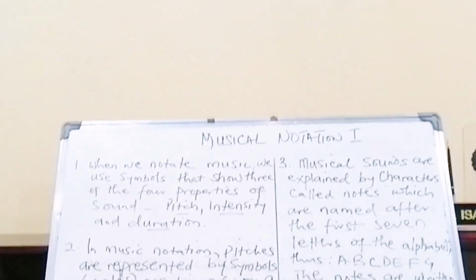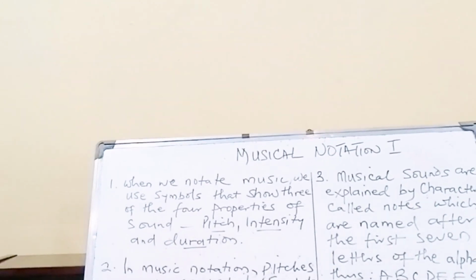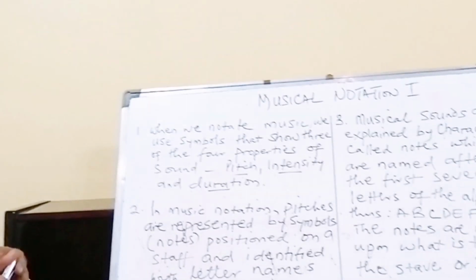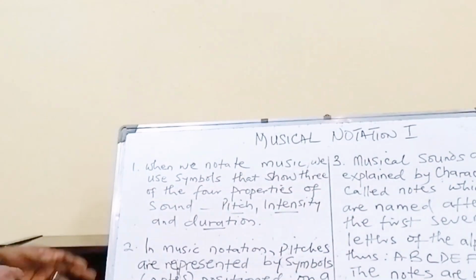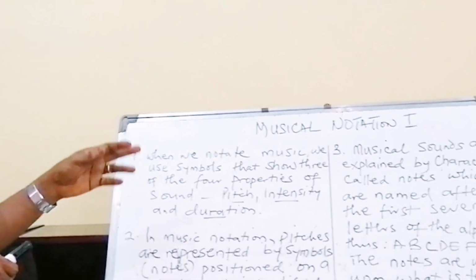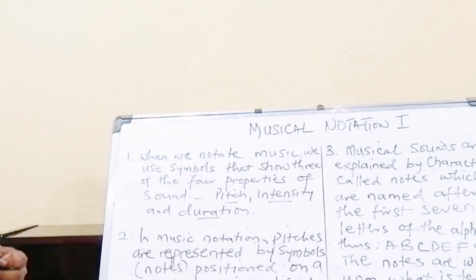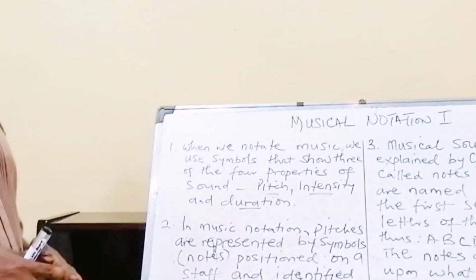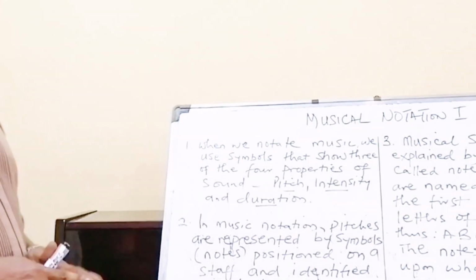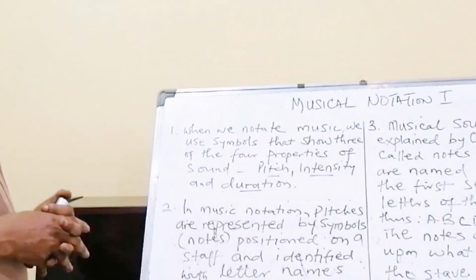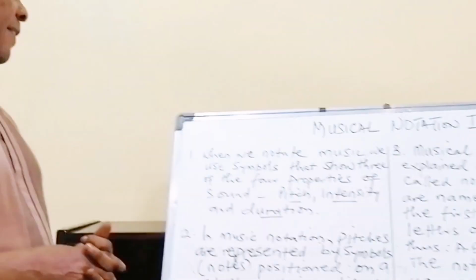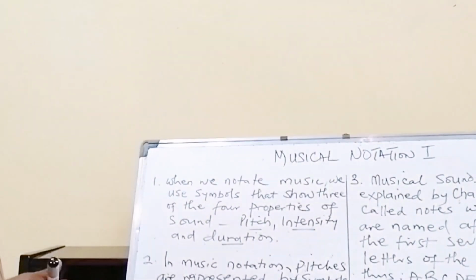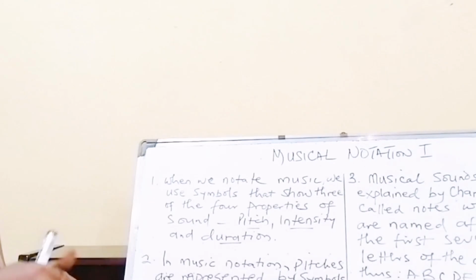When we notate music, we use symbols that show 3 of the 4 properties of sound I mentioned, and they include the pitch, the intensity, and duration. Don't forget that pitch has to do with the lowness or highness of a tone. And intensity is simply the loudness or the softness of the pitch. And duration has to do with the length of time.